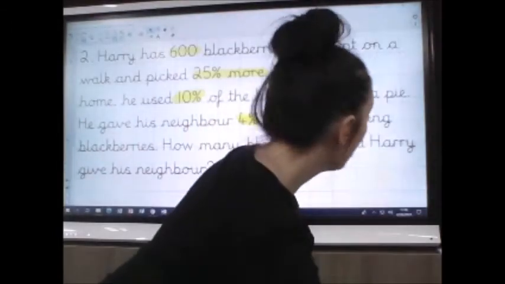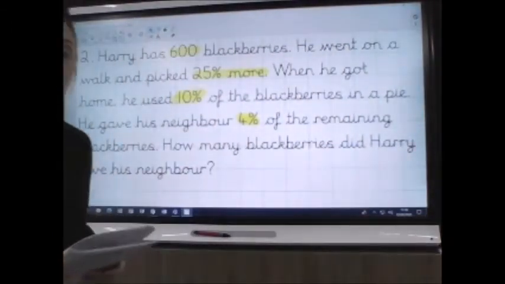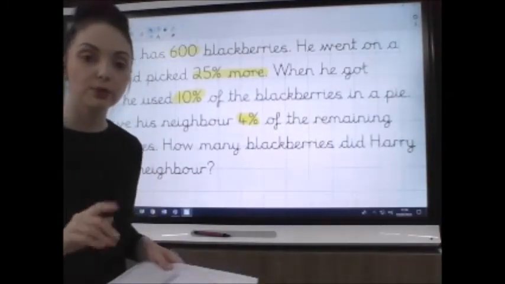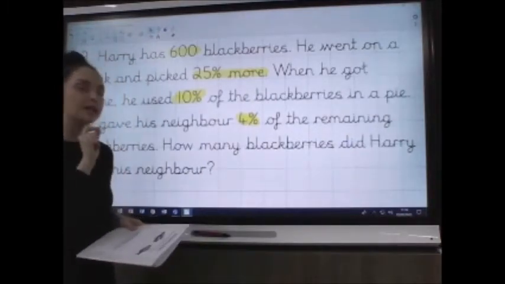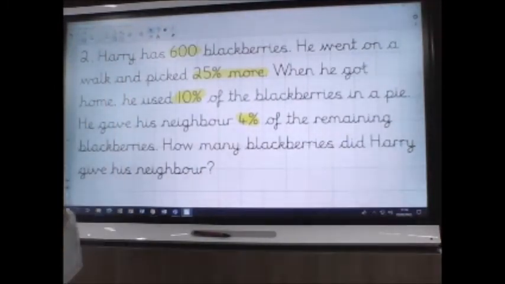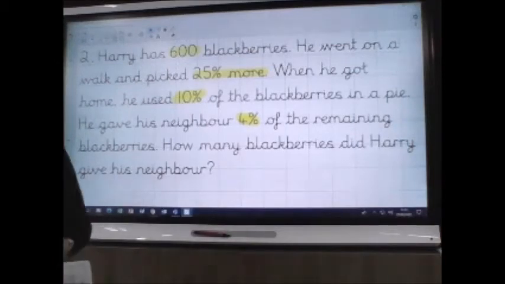Question 2 then on page 34 is quite a long question, but stick with me because it's not actually difficult maths, it's just the way it's worded. So question 2 says, Harry has 600 blackberries. He went on a walk and picked 25% more. When he got home, he used 10% of the blackberries in a pie. He gave his neighbour 4% of the remaining blackberries. How many blackberries did Harry give his neighbour?